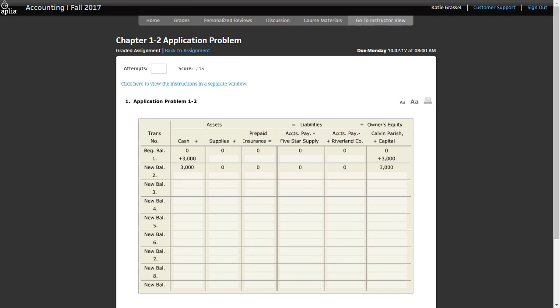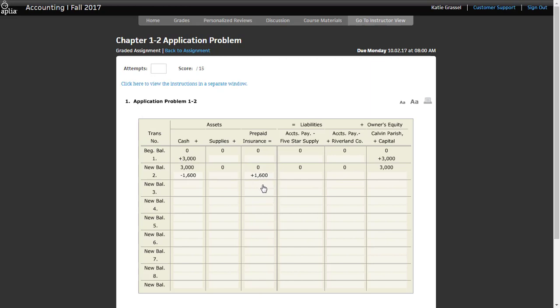Do I have more cash or less cash? Less. So I'm going to do a minus in cash of 1,600. What was the other thing I'm getting? I paid cash for insurance. Do you see the account for insurance? Okay, do I have more insurance or less insurance? More. So I'm going to have to put a plus in front of insurance. So I'm going to do a plus 1,600 there. Now, line 2 is done.